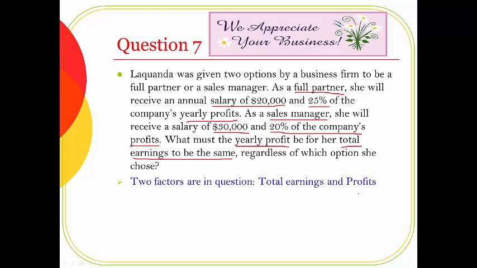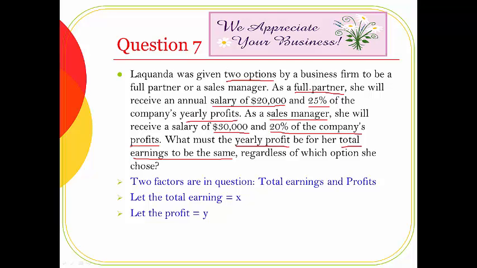Now, let's look at total earnings. Do we know the total earnings? We don't. Do we know the yearly profit? We don't. So, let the total earnings be X and let the yearly profit be Y. Then, we now look at the 2 options. They gave her 2 options.